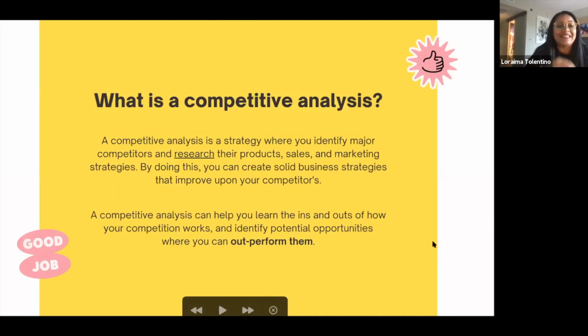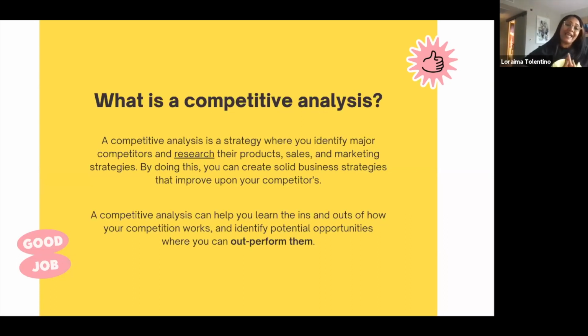Then the second part that we were talking about in that first step is the competitive analysis. The competitive analysis is a strategy where you identify major competitors and research their products, their sales, and their marketing strategies. By doing this, you can create better strategies and improve upon your competitor. This also helps you understand how you can outperform them.